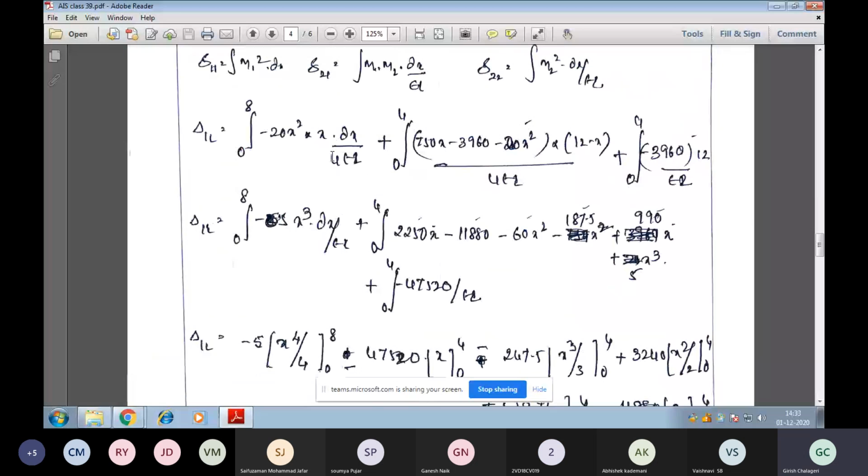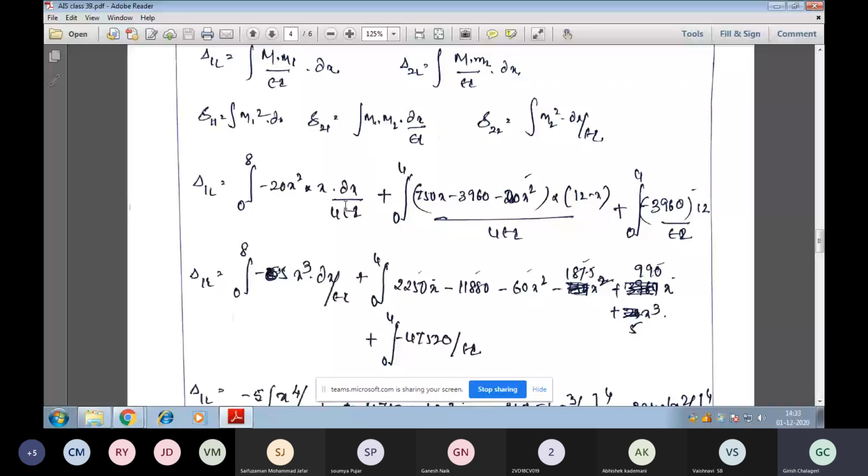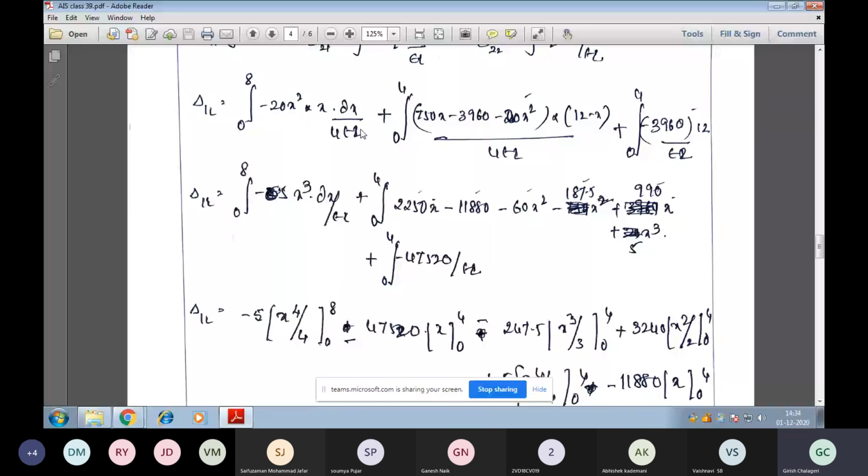Similarly, for member BD, we can write the equation. The integration with respect to the limits is 0 to 4. The formula for capital M is 750X minus 3960 minus 20X square, and for small m1 it is 12 minus X, whole divided by 4 EI. Similarly, for the third member BC, the limits are 0 to 4, minus 3960 is the moment for external loads, then for the unit load the moment is substituted here, divided by EI. The same thing we have substituted and integrated, and what we get is 420.